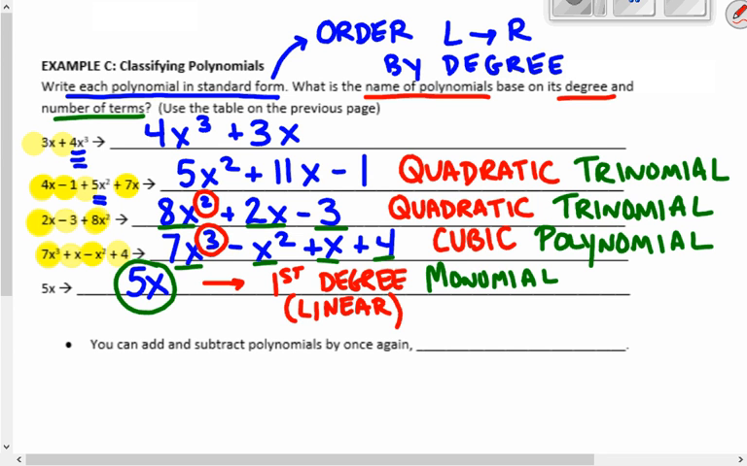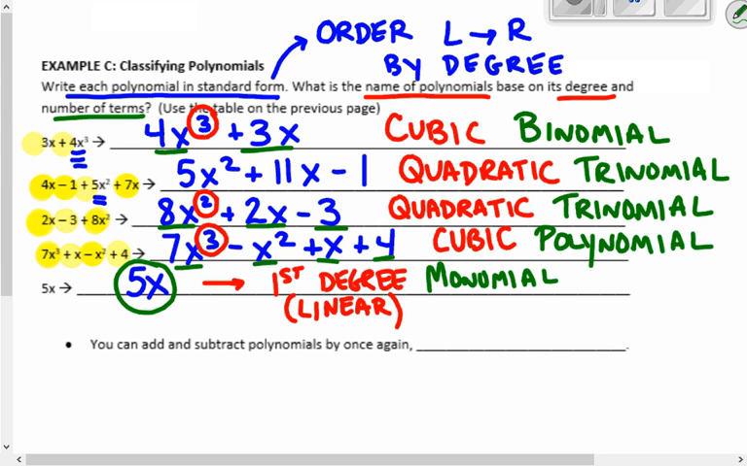And then finally, the top one has a degree of 3, so that's called a cubic function. And the number of terms is 2, 1, 2. So that's called a cubic binomial.